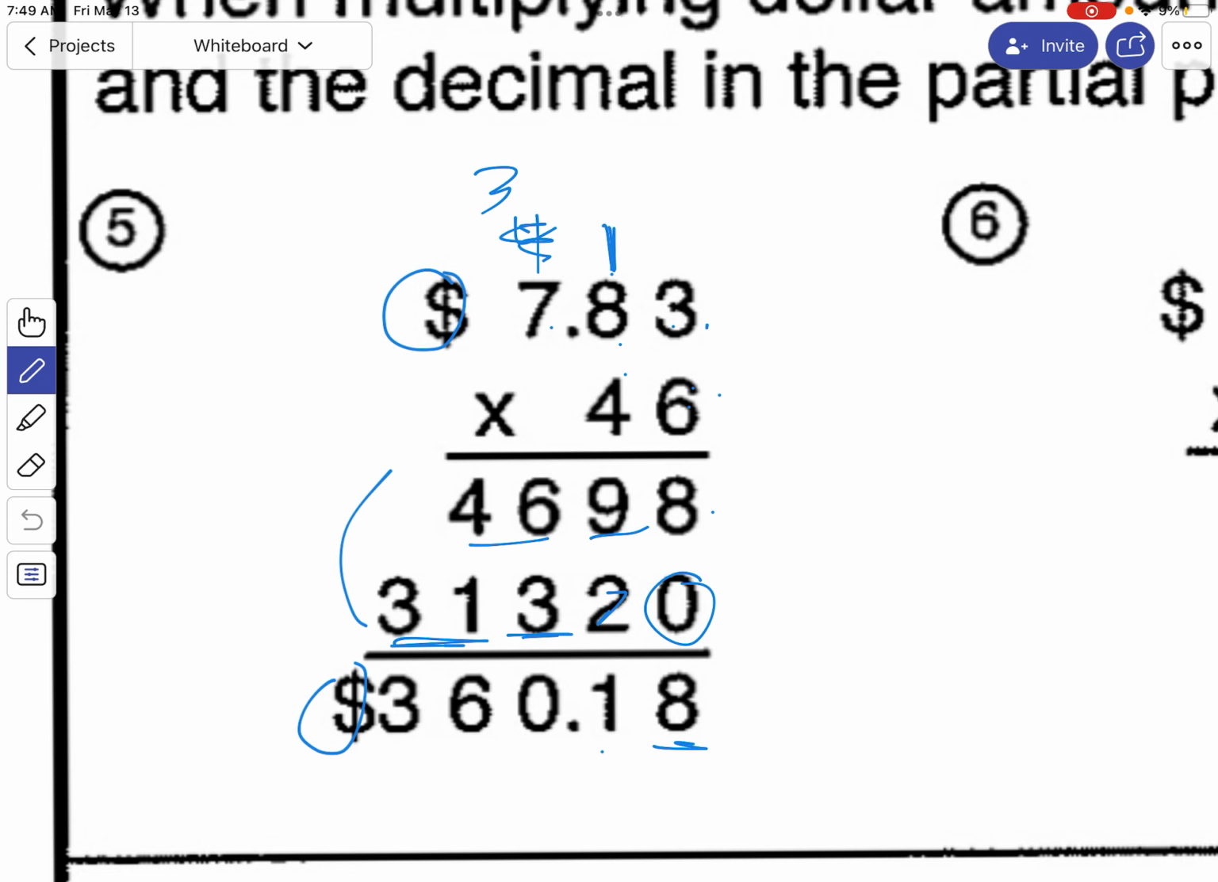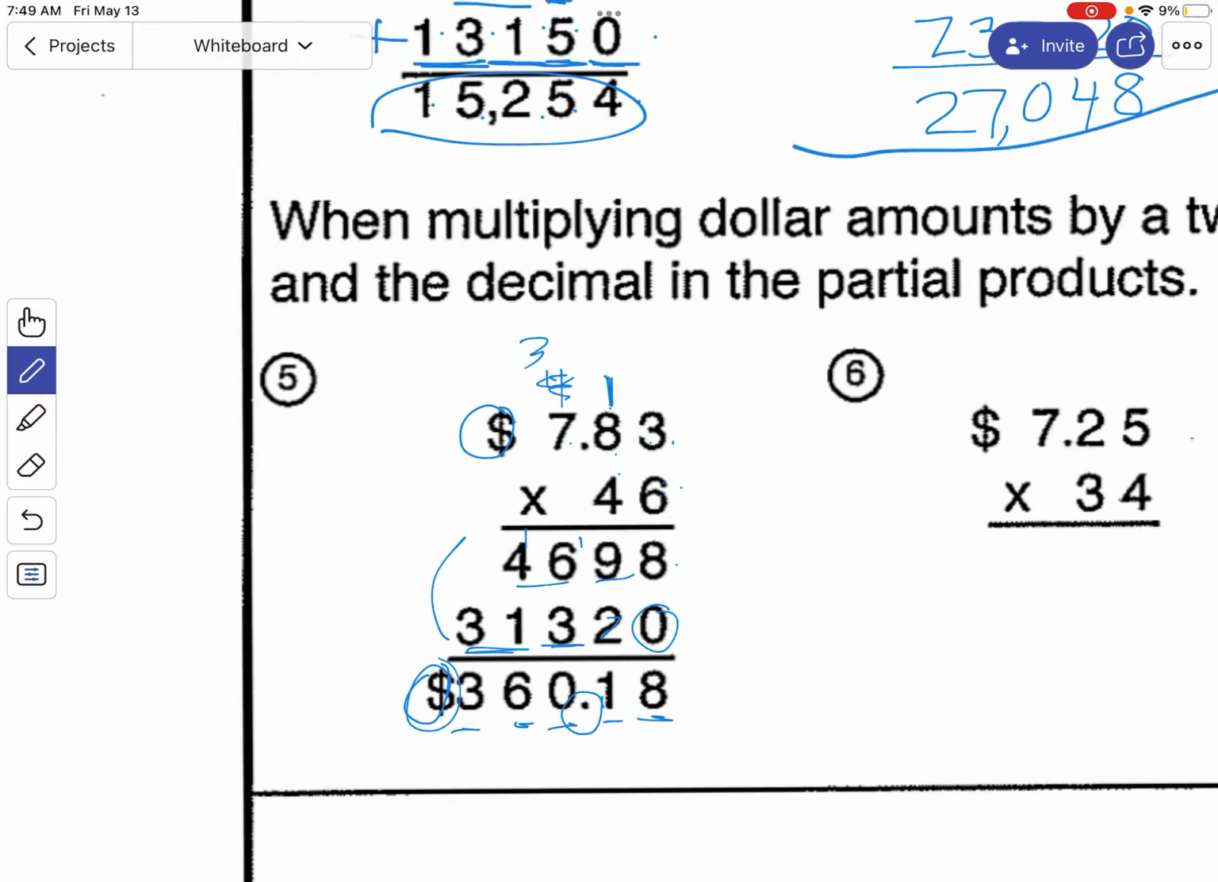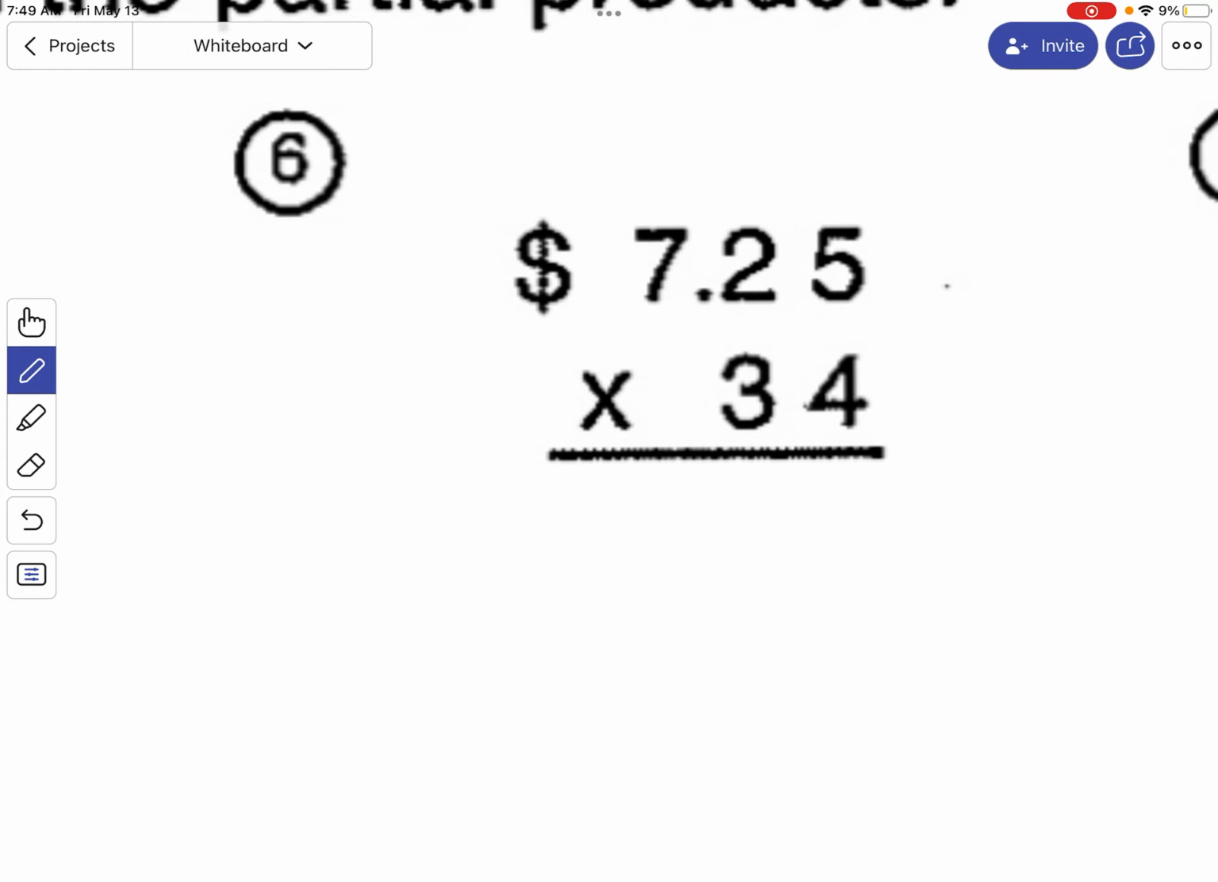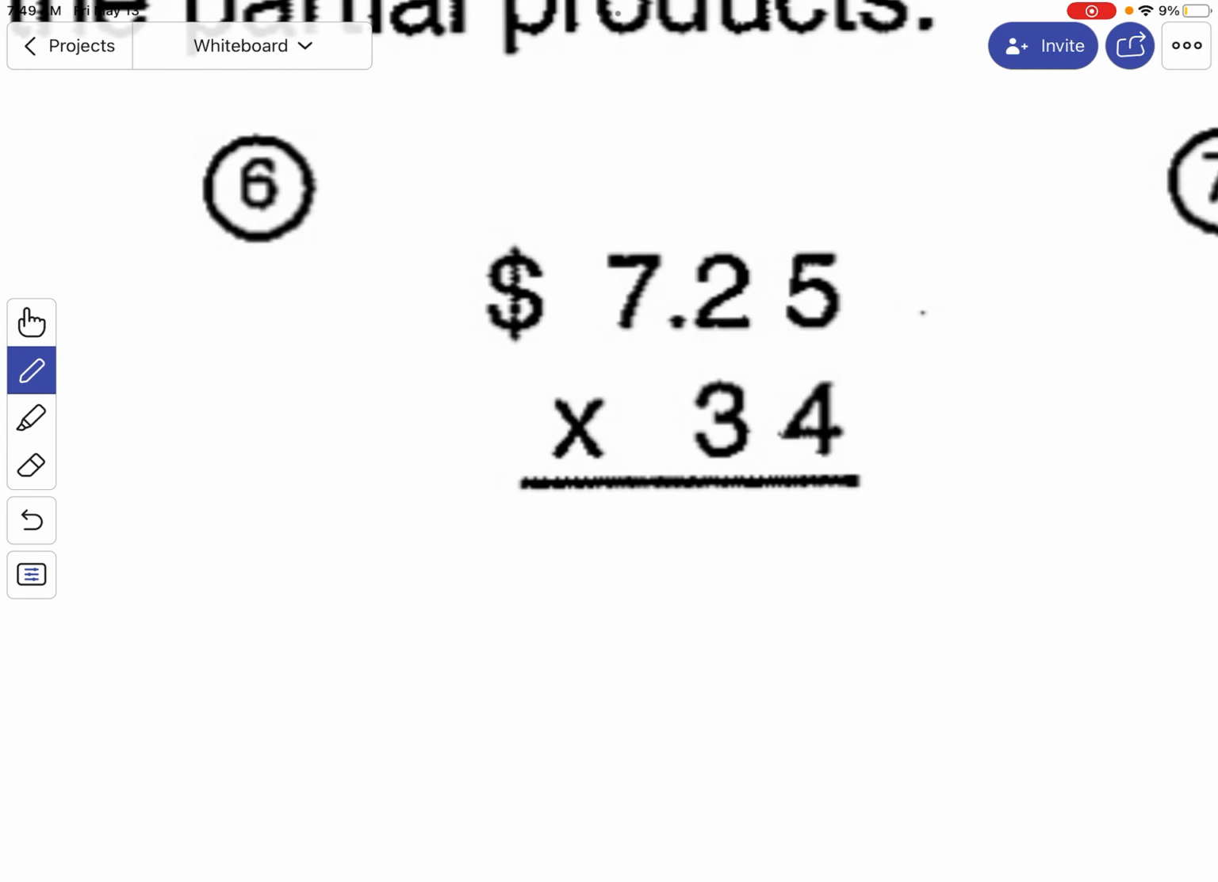Add up the 8, 11, 10, 6, and 3, and put the decimal point back in for money and the dollar sign on the end. Let's see if I can do these right. Oh, my goodness. Okay, number 6. It's your turn. Do number 6 on your own and then pause the video. Turn it back on when you're ready.